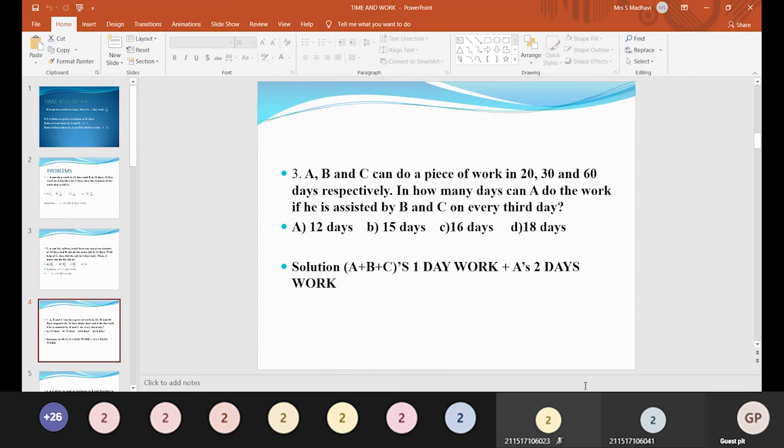I'll give you the solution. The hint is A plus B plus C is 1 day's work plus A is 2 days' work. Here A plus B plus C is 1 day's work. Easily we can calculate from the data given in the question. That is 1 divided by 20 plus 1 by 30 plus 1 by 60, which is equal to 1 by 10. See, A plus B plus C's 1 day's work is 1 by 10.